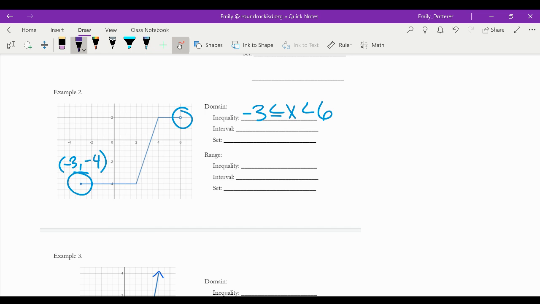And for the range, these won't always be at the same places, but in this case they are. Less than or equal to because of the closed circle, and less than because of the open one.